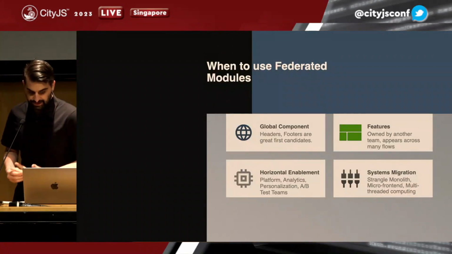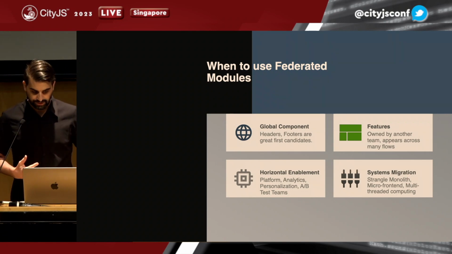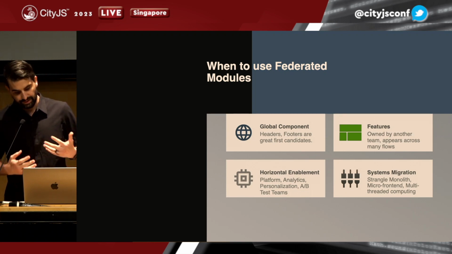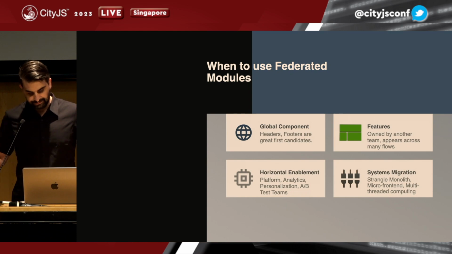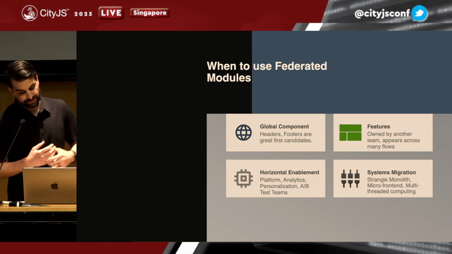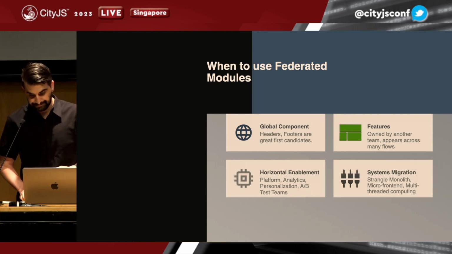So some good places to use it, I think we've covered it. Useful for global components, for feature delivery across teams, horizontal enablement. I've used it a lot for analytics, A/B testing, personalization, across various teams and various parts of the organization. And it has been very useful for systems migration, multi-threaded computing, and of course, micro-frontends.